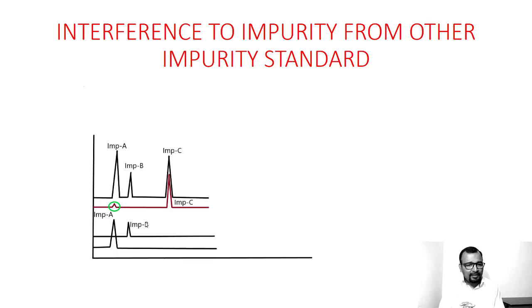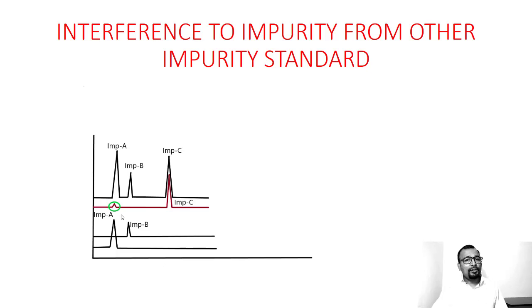So for that reason, you will be able to perform the linearity for impurity A and B in a single run, by mixing them all together. But for impurity C, you need to perform a separate linearity study because your impurity C standard is not pure. It has some amount of interference at the retention time of impurity A. Right? I hope you have now understood the three important challenges.